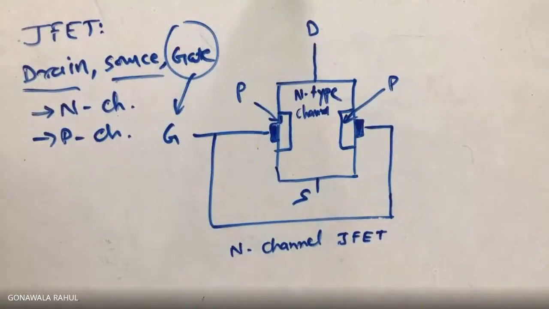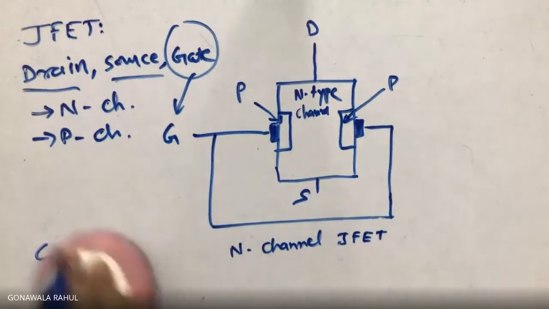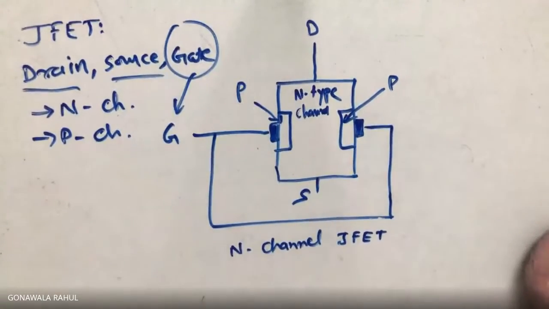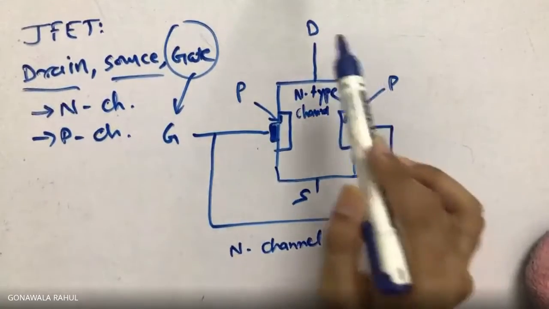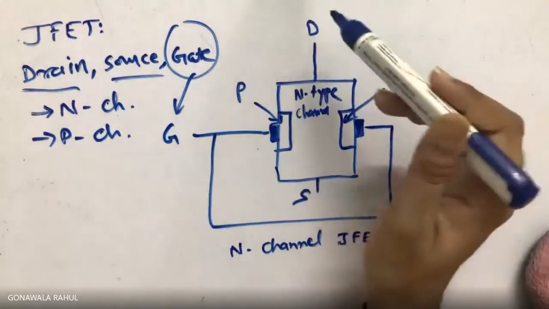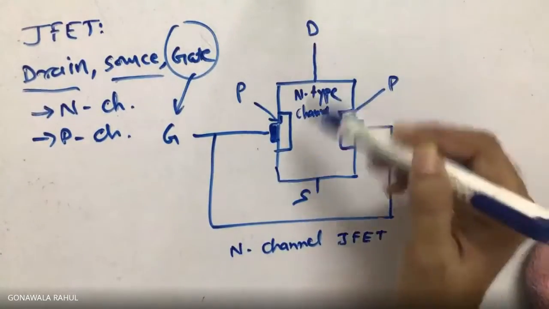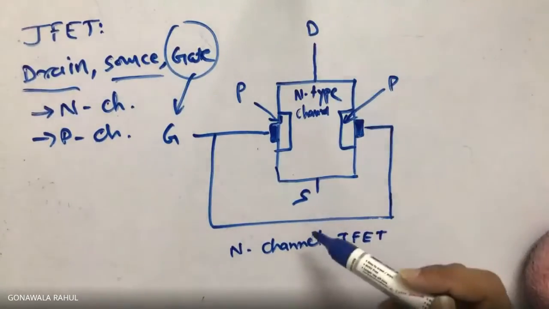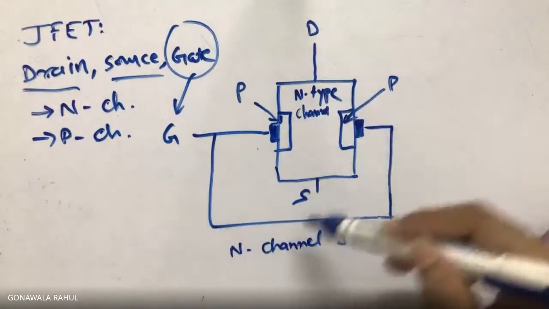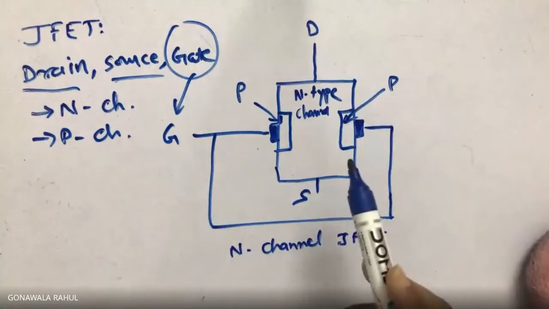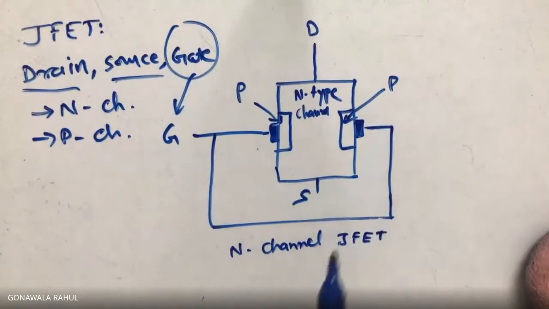Drain and source. In BJT, we have collector, base and emitter. Here we have drain, source and gate. Clear? Okay. So drain is the terminal through which electrons leave the semiconductor bar. Source is the terminal through which electrons enter the semiconductor bar. Clear?